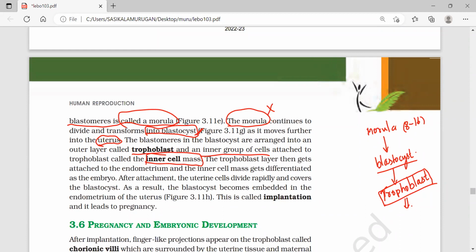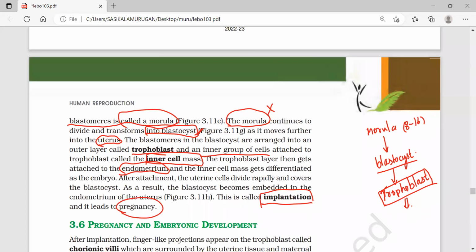Okay, so you should know when it forms and how it is continuously changing from one structure to another structure. That is very important. Endometrium is the uterus wall we discussed earlier. That is the last layer of the uterus where the trophoblast is going to implant. After attachment, what happened? The uterine cells divide rapidly and start covering the blastocyst, because the blastocyst is completely embedded in the endometrium of the uterus. This results in the process called implantation. After implantation, it leads to pregnancy.